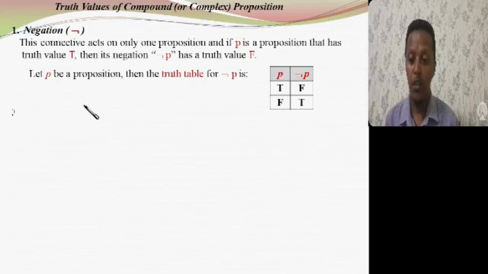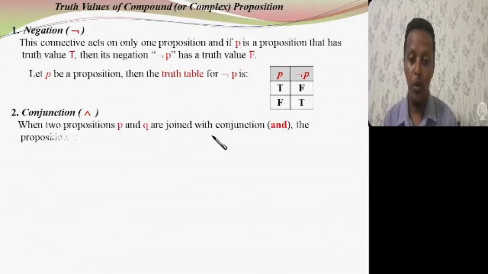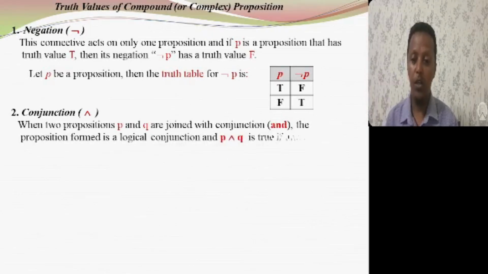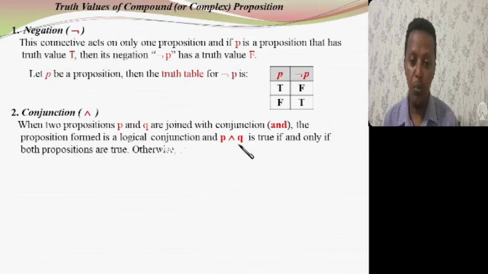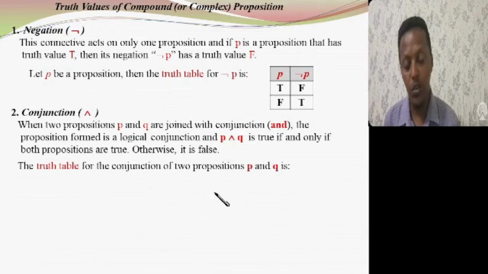Now next to negation, conjunction. When two propositions P and Q are joined by conjunction, the logical conjunction P and Q is true if and only if both propositions are true, otherwise it is false.